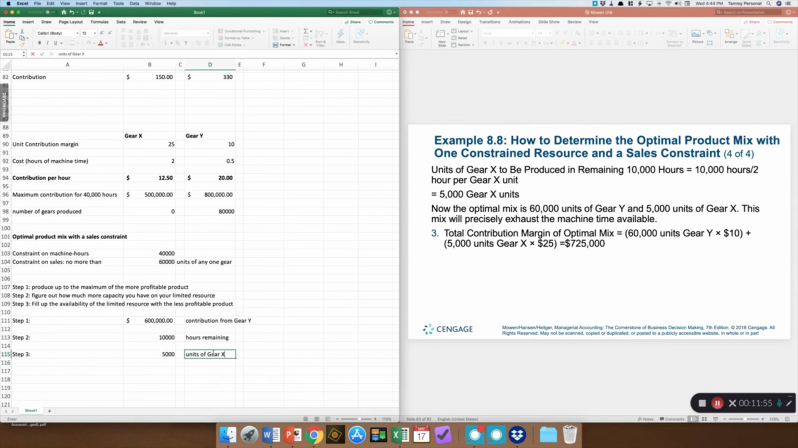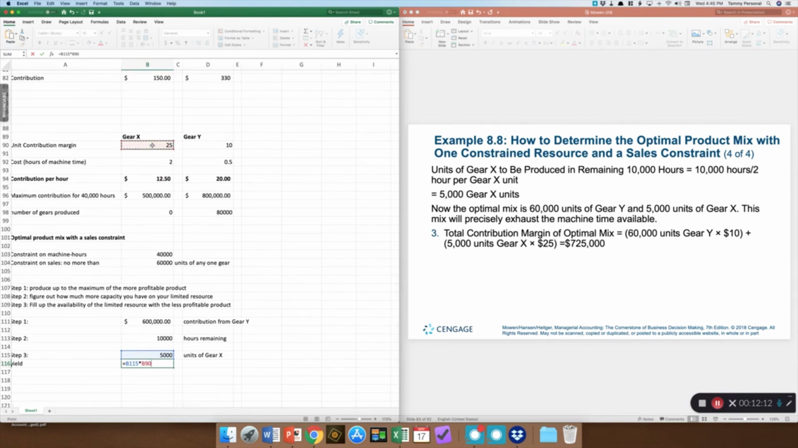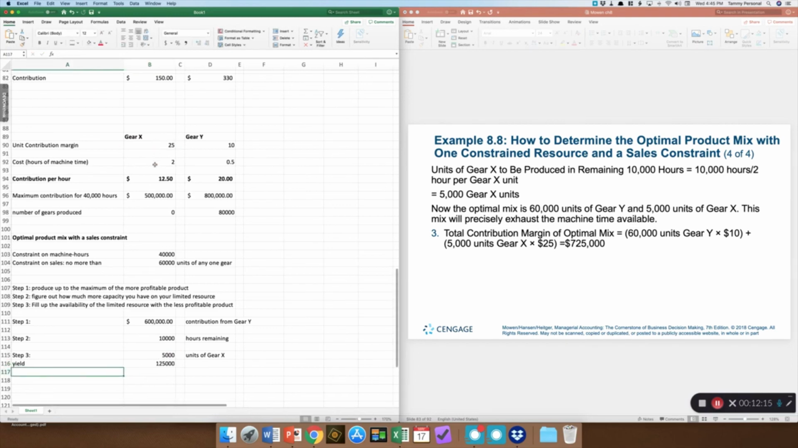And that means that that's going to yield 5,000 times 25 in contribution from gear X, which means that our total contribution from these two products is the 600 plus the 125, which is 725 total contribution from the two products.